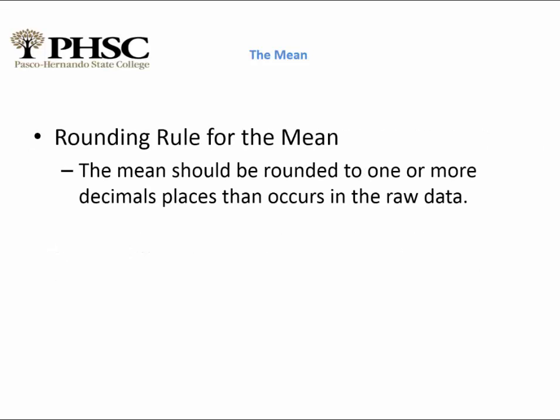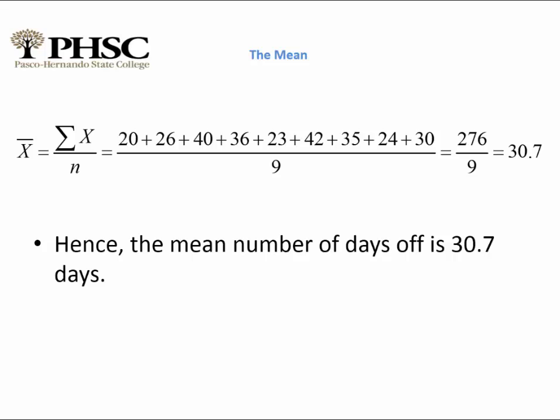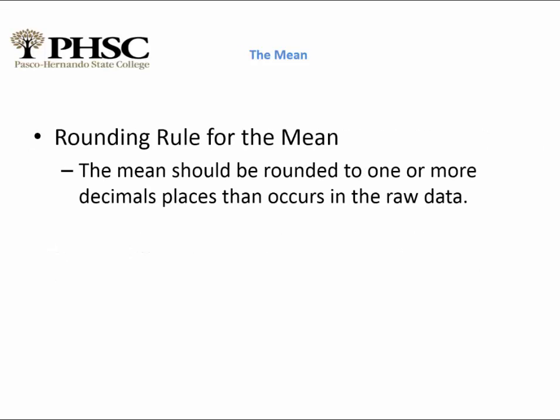So, rounding rule for the mean. The mean should be rounded to one more decimal place than occurs in the raw data. So if you remember here, our raw data is 20, 26, 40. Those are integers. But our mean actually is 30.7, which has a decimal place.